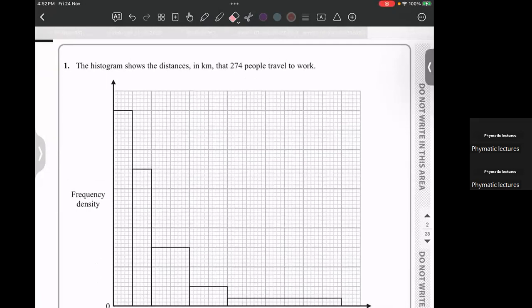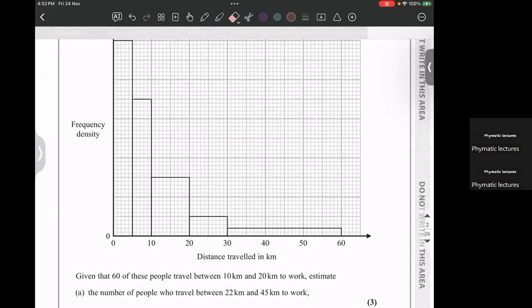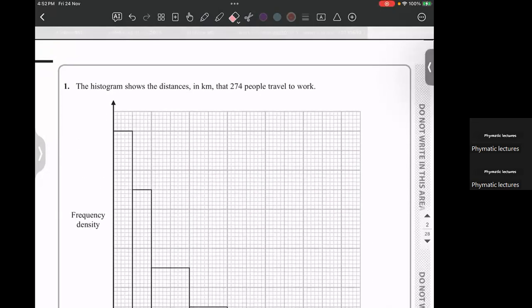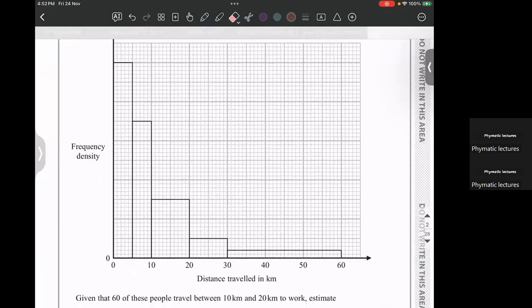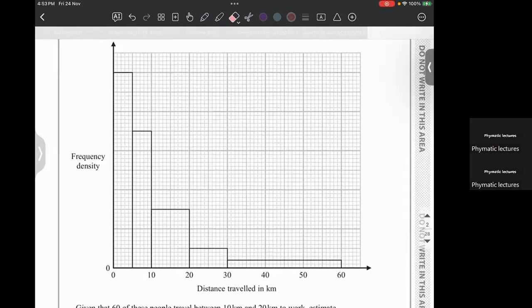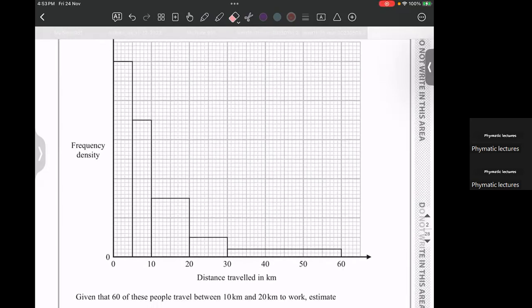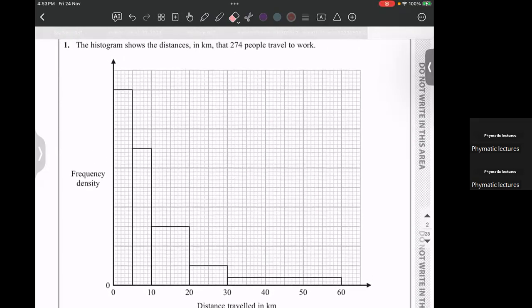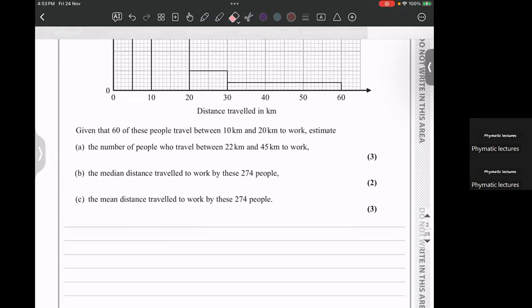So this question is related with a histogram. This histogram is the representation for 274 people. What is the meaning? That means if you are calculating the area of this histogram, that definitely adds up to 274. And you can also see this frequency density axis, or the y-axis, is not marked, correct? Only the distance traveled in kilometers is marked. Anyway, we will completely read this question.